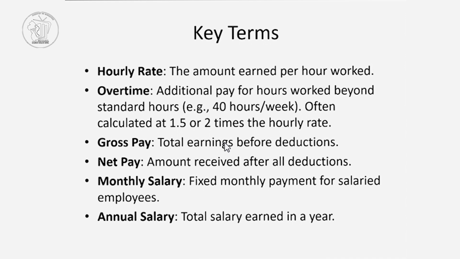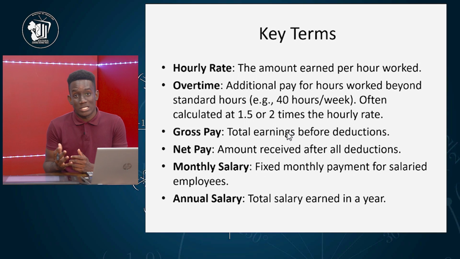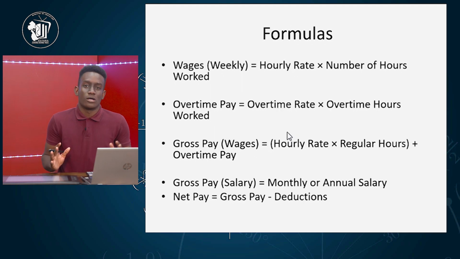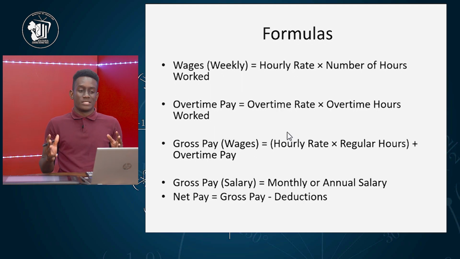Now the monthly salary is a fixed payment that you get at the end of the month. And that would be a salary. An annual salary would be the total salary that you earn at the end of a year. Next, let's talk about some formulas and then we'll head into some examples.